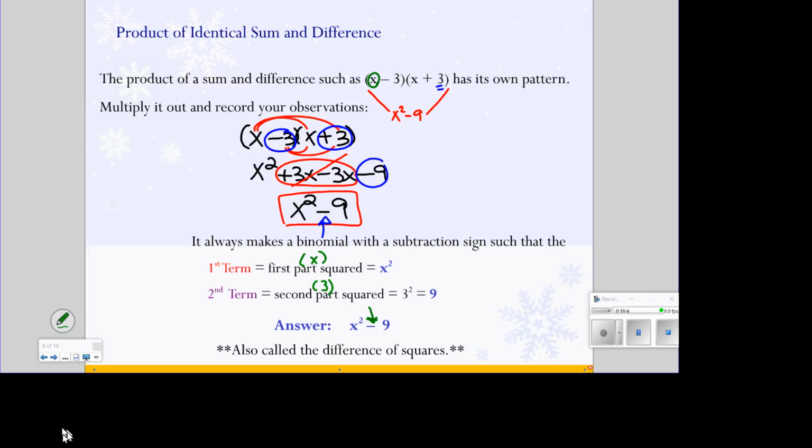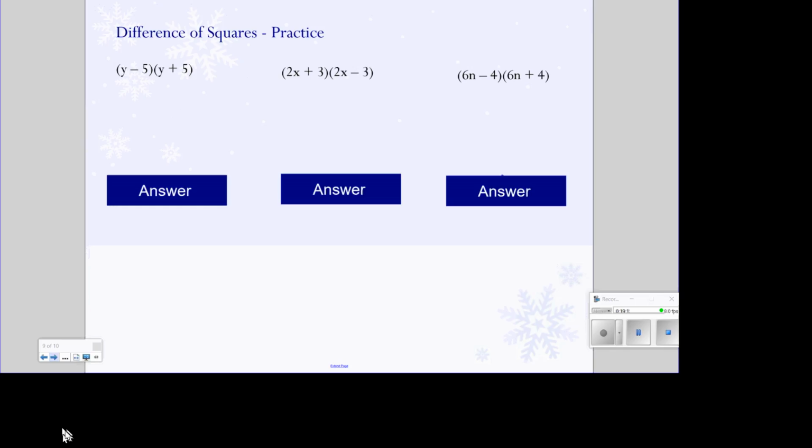The x squared minus 9 has a special name called a difference of squares. The reason this answer is called a difference of squares is because it is the difference, there's the minus, of two perfect squares. X squared is a perfect square and 9 is a perfect square. So because it always produces subtraction in the middle and two perfect squares on the ends, we can also refer to this as a difference of squares, which we will get into more in our factoring unit.